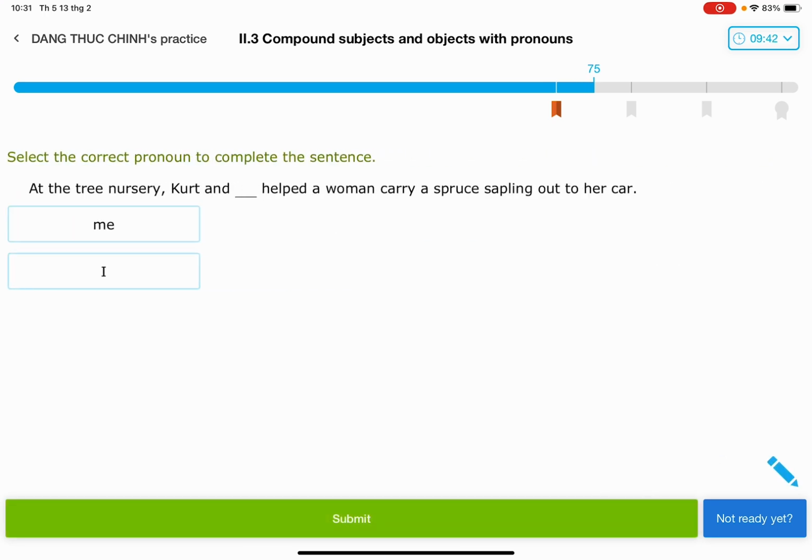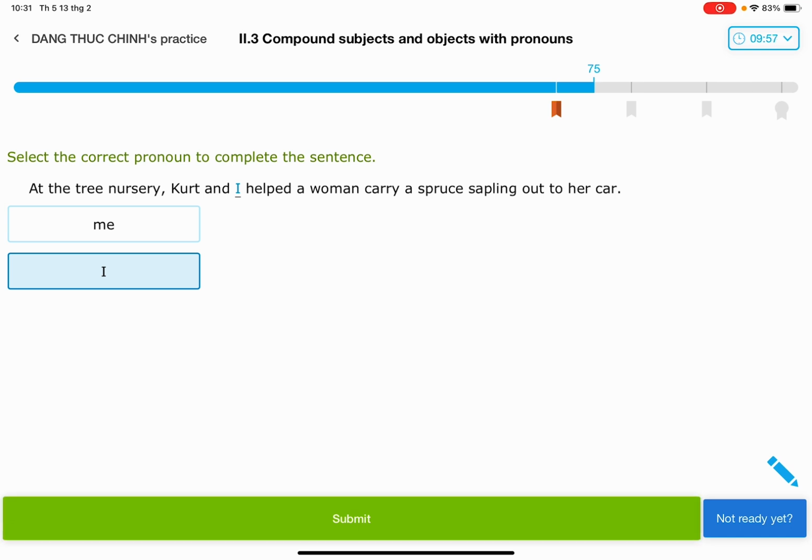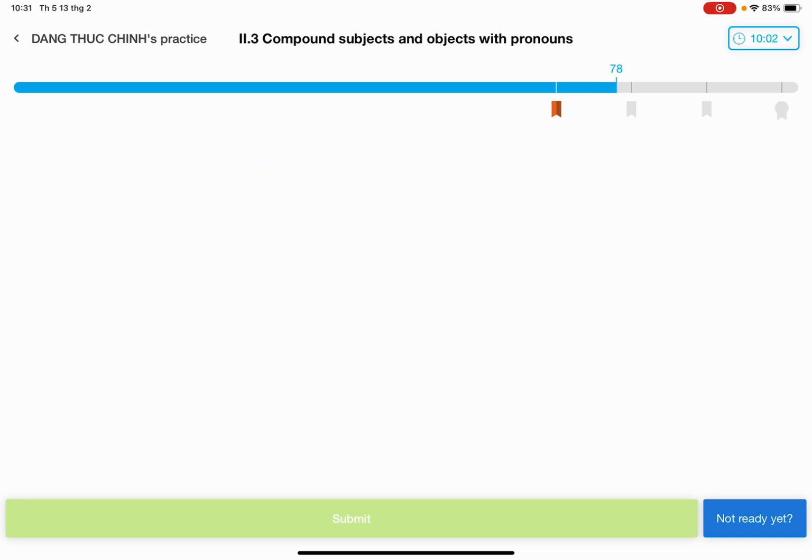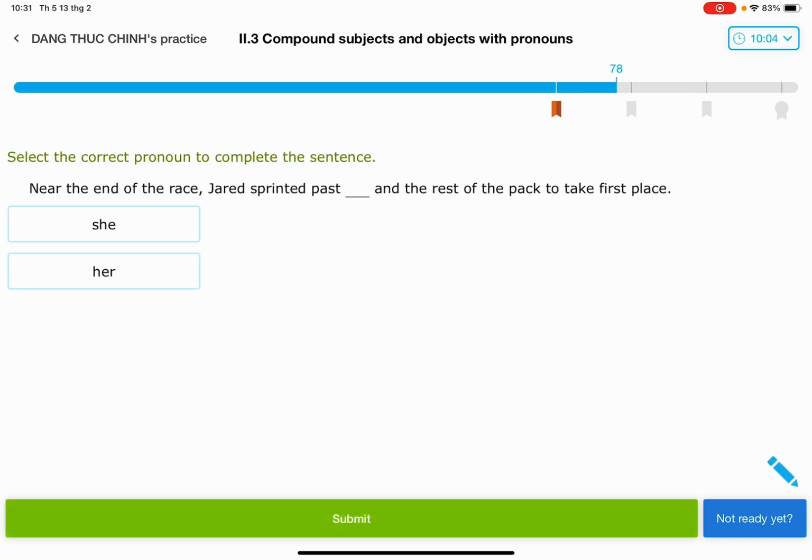At the tree nursery, Kurt and I helped a woman carry a spruce sapling out to her car. We're using compound subjects, and Kurt is the subject, so I would definitely be the subject too, because it's Kurt and I, two people. By the way, there is no action verb or preposition before the space. Near the end of the race, Jade sprinted past her and the rest of the pack to take first place.